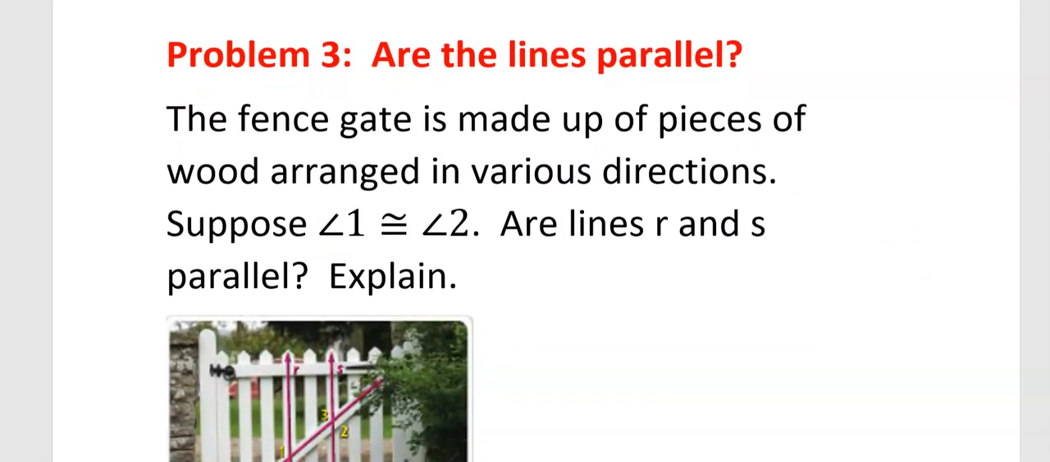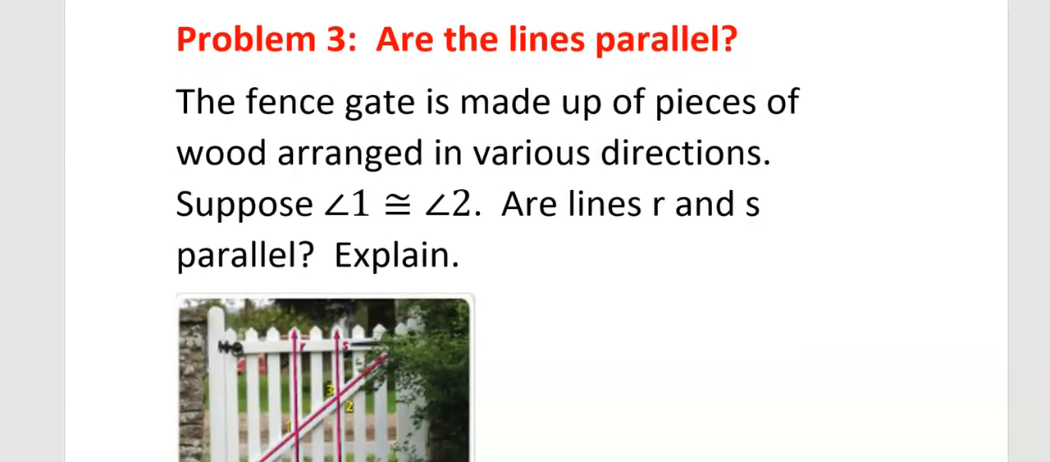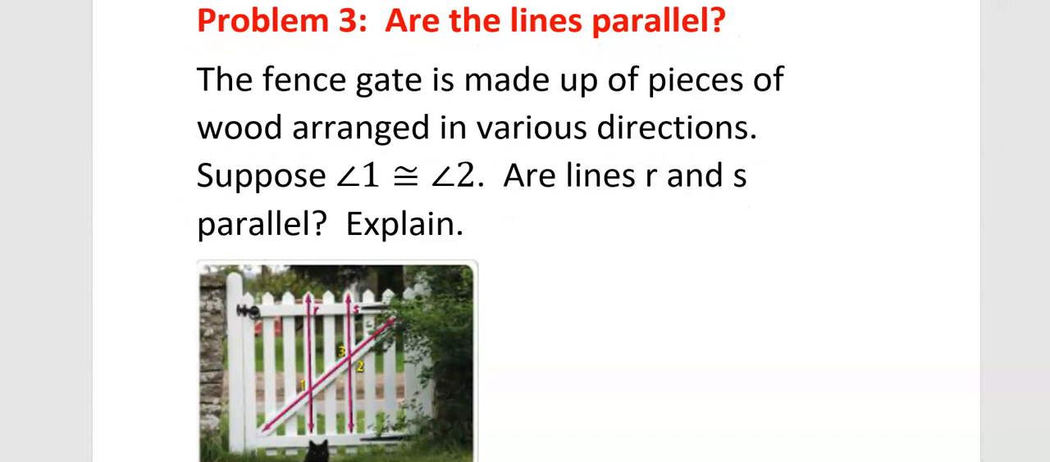Okay, this one is not a proof, but you kind of have to tackle it kind of like a proof. The fence gate is made up of pieces of wood arranged in various directions. Suppose 1 and 2 are the same. 1 is here, 2 is here. They put the numbers in yellow. You can't really see them that great. They're saying 1 and 2 are the same. What kind of angles are those? One is on one side of the transversal, the other is on the other side.